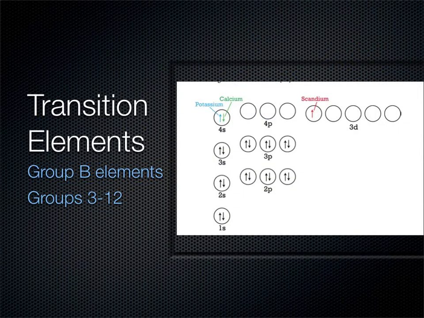And what's happening in these is we're starting to fill the D sublevel. They're showing you here potassium would have filled the 4s1. Calcium, 4s2. And now we're going back. Scandium is now filling 3d1. If we continue on the chart, titanium is going to fill here, and so on. So we're starting to fill the D sublevel here. Those are the transition metals.